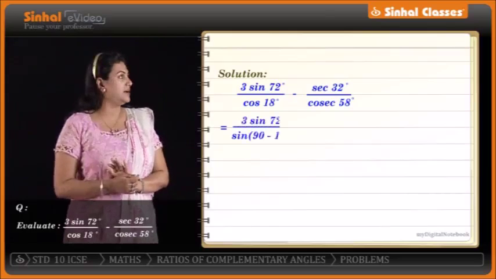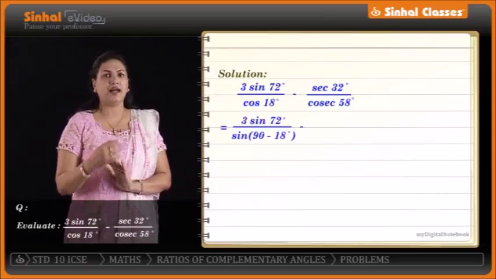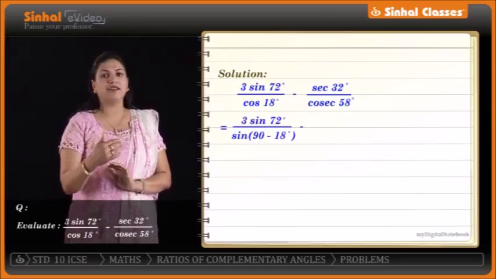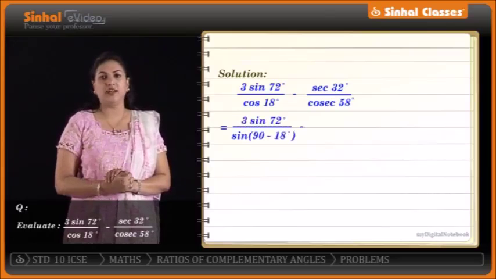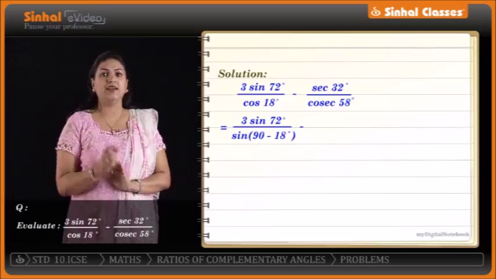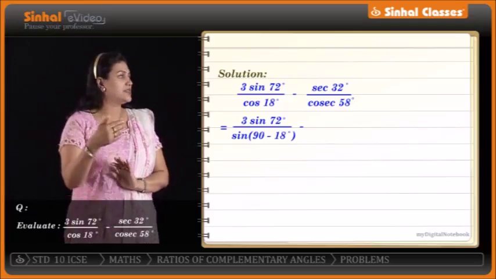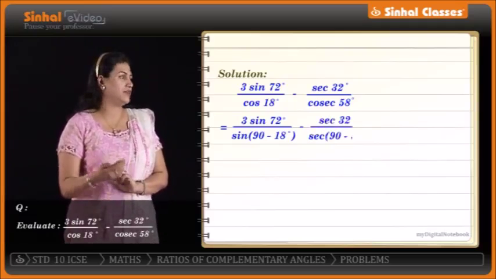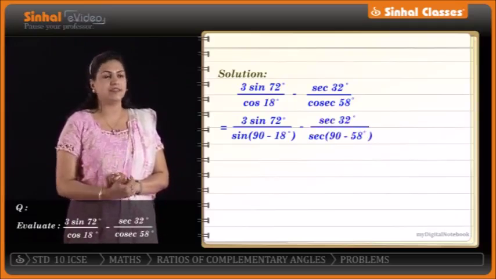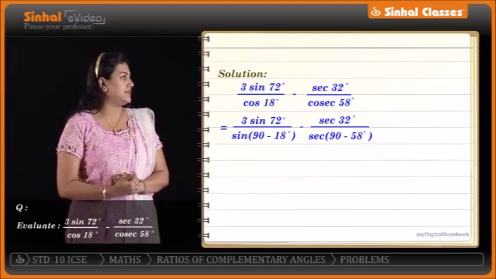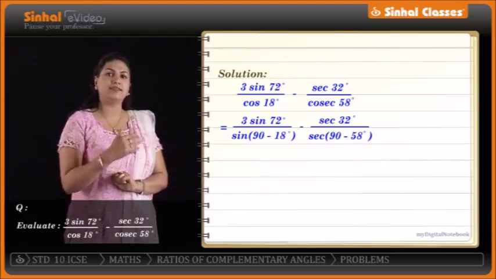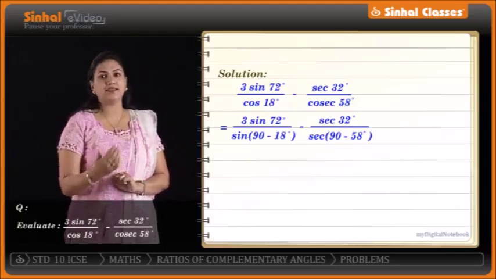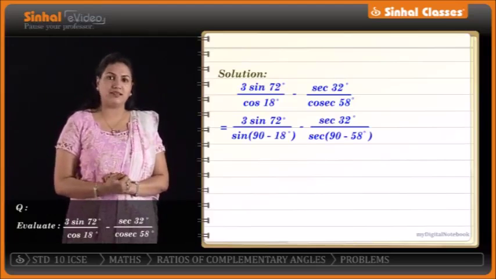Now in the second term we have sec and cosec. We can convert cosec in the denominator as sec. So the second term becomes sec 32 upon sec 90 minus 58. We write this as 3 sin 72 upon sin 72 minus sec 32 upon sec 32.